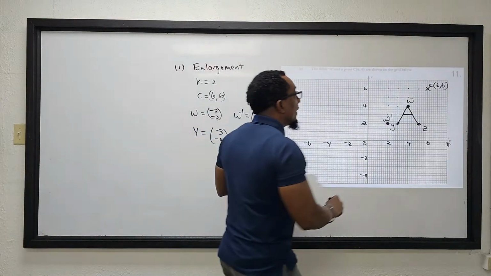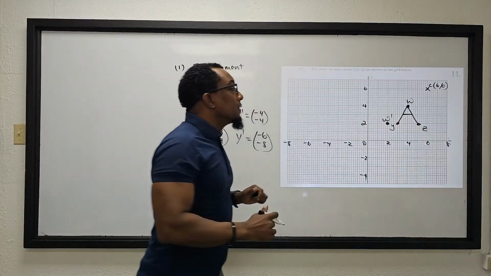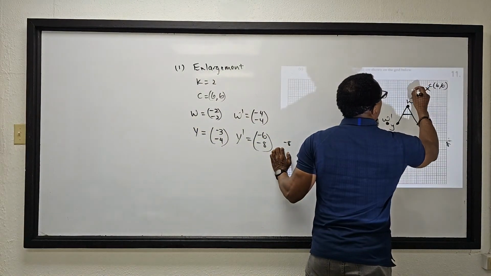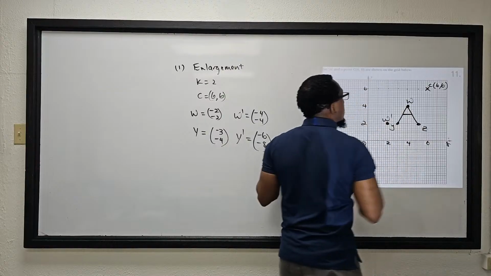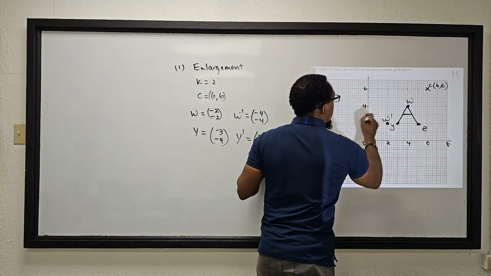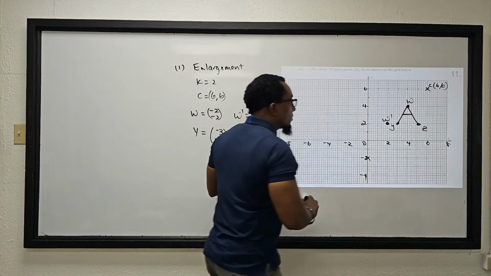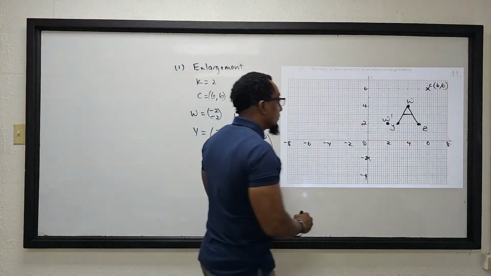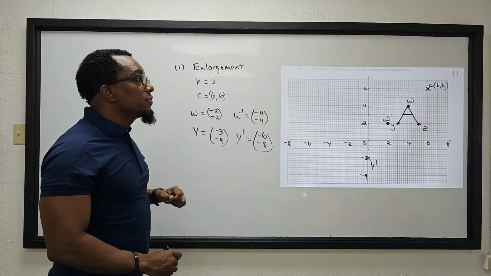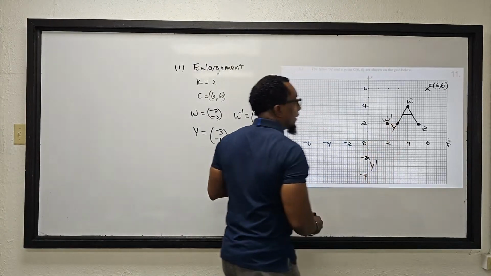So let me move from my center 6 to the left and 8 downwards. So this will be 1, 2, 3, 4, 5, 6. 6 to the left. Let me move 8 downwards. This is 1, 2, 3, 4, 5, 6, 7, 8. So this here will be Y prime. And let's take now Z. This is Y. That's a Y prime, right?